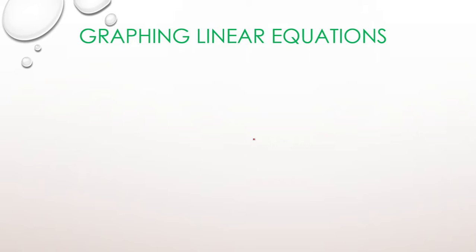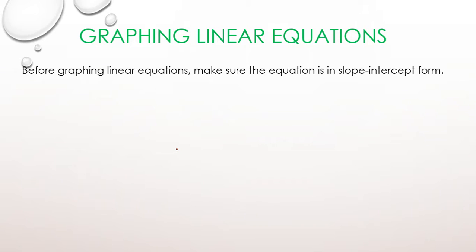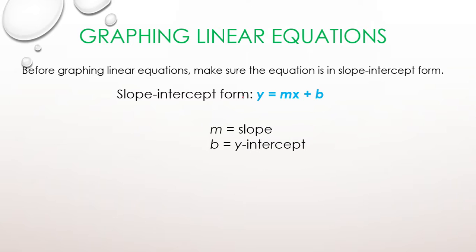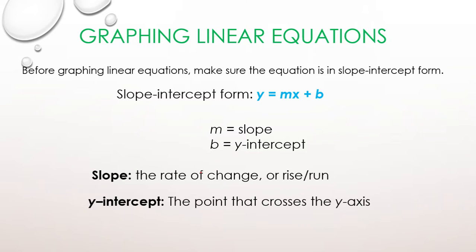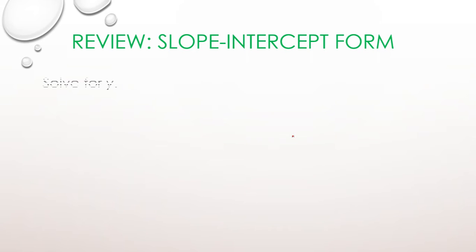Alright, now here comes the fun part. We actually get to graph linear equations. As you have learned in previous lessons, the best way to graph equations is to put them in slope-intercept form. Just a quick reminder, slope-intercept form is y equals mx plus b, where m is your slope and b is your y-intercept. Where slope can be found using rise over 1, the y-intercept is the point that crosses the y-axis. If you don't remember how to rearrange the equation so that it is in slope-intercept form, we're really just looking for y, or solving for y.